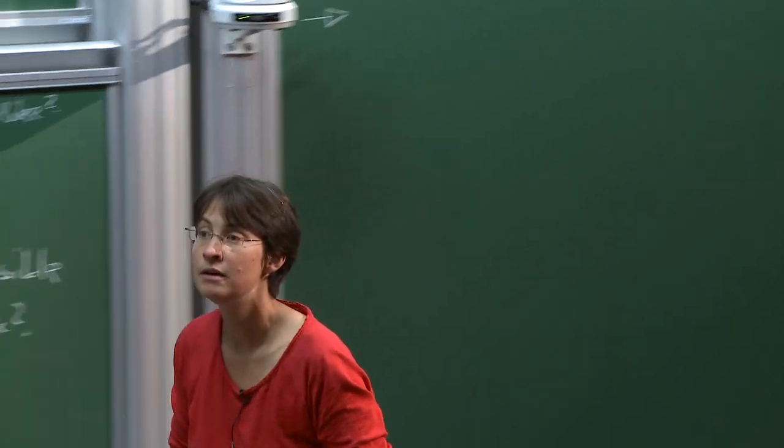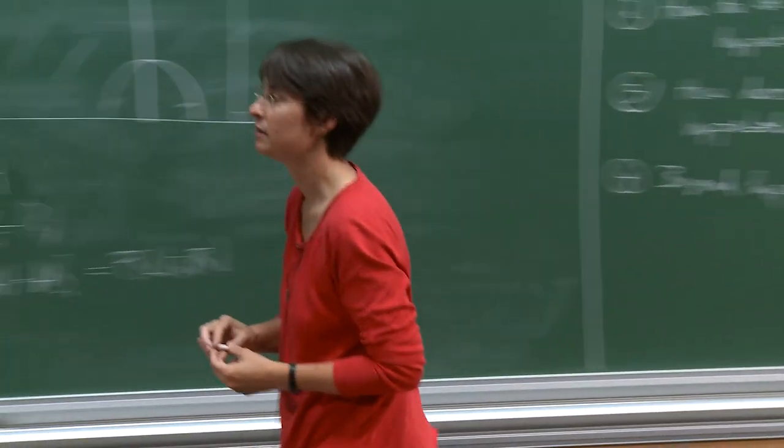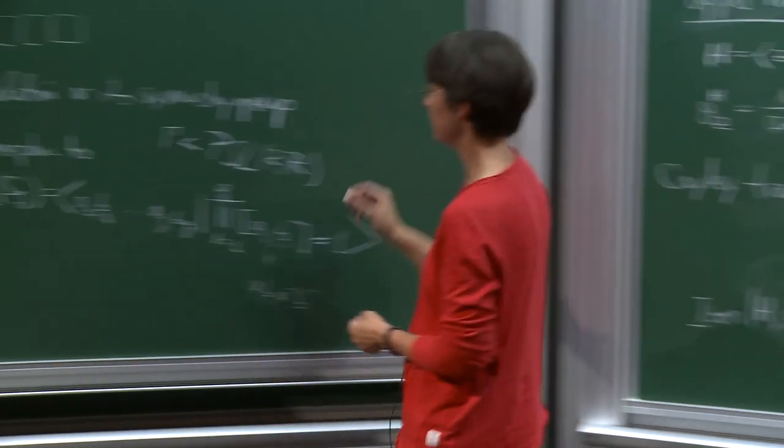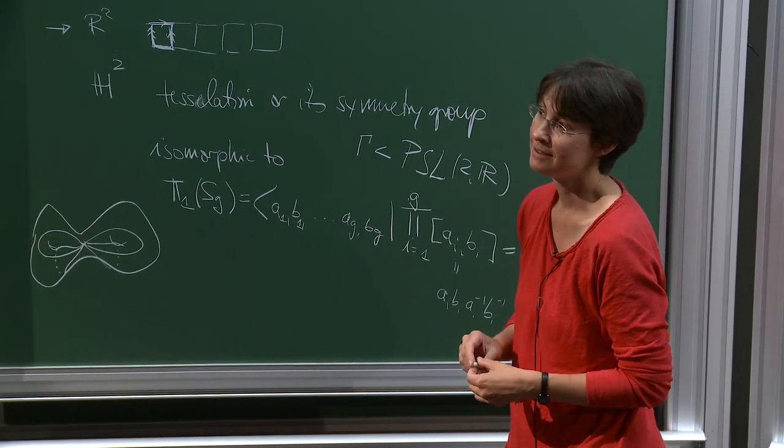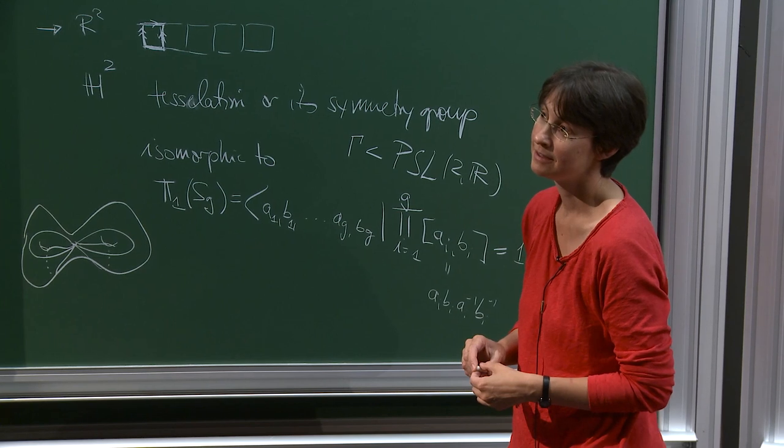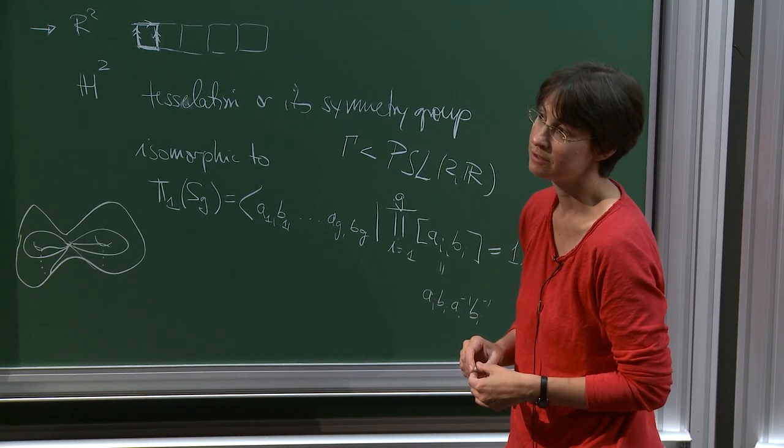Can you take any subgroup of PSL2R that's isomorphic to a surface group? No, it has to be discrete. Okay, and can you find surface groups that are not discrete? Yes.